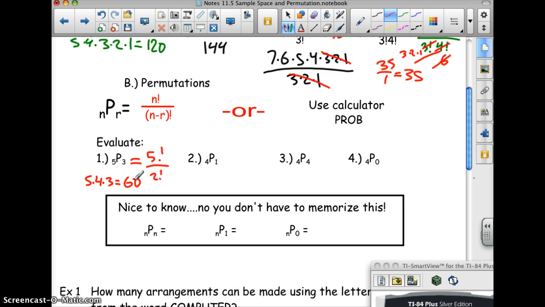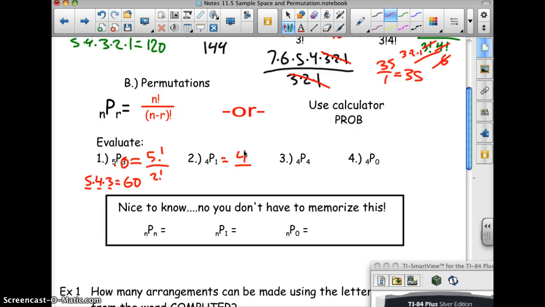Another way of thinking about this is like using the counting principle, but you have 3 slots, and you start with 5, and you decrease each time, right? So if I think about it that way, 4P1 is one slot, and I start with 4, so 4P1 is just 4.